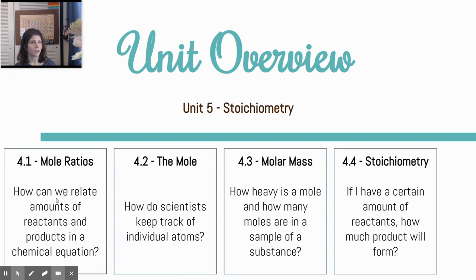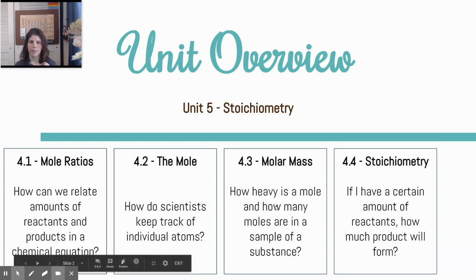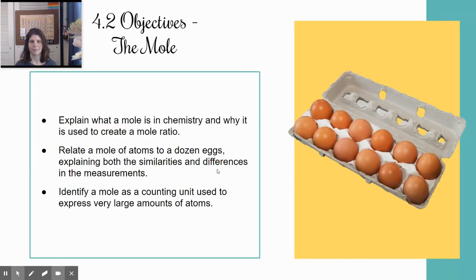Well, it's by using this thing called a mole ratio, which is just the coefficients, looking at the ratio between reactants and products. But I haven't actually told you what a mole is, and that's what we're going to do today. Briefly, I'm going to tell you what a mole is, and then we can use that to find molar mass. So we're going to hit 4.2 and 4.3 today.